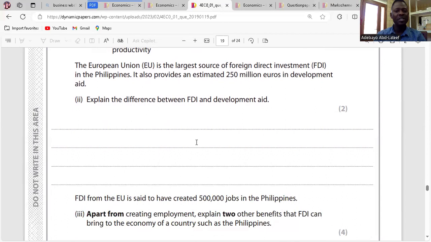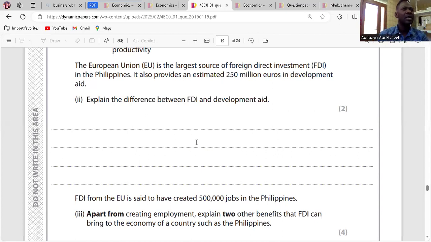Explain the difference between FDI and development aid. When we talk about FDI, we're talking about money invested into a country by foreign firms. That's FDI. They might later become multinationals anyway. And development aid is money or incentives you get from a country or countries that are rich, to countries that are vulnerable. So help from other countries to countries that are vulnerable is what we call development aid.